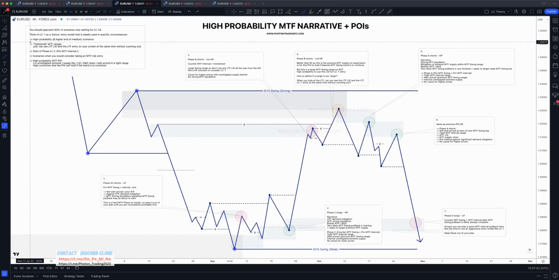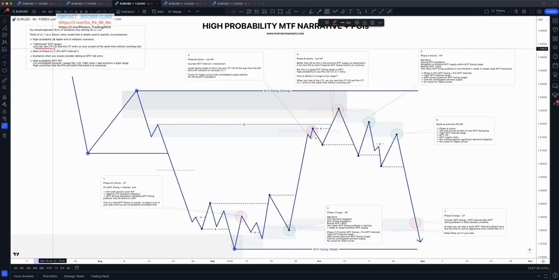So we're only really going to think about using LC1 when we're in those high probability, or at least the higher end of medium, scenarios, okay? And the criteria every time is that it's a tight, small medium time frame range. Now, mechanically defining what is a tight or small medium time frame range is quite hard to do. That's something, again, you're going to have to use a little bit of discretion with and build experience with over time.